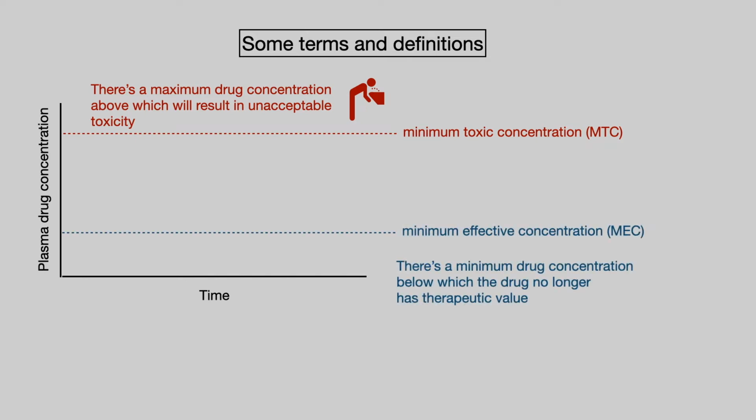There is also a drug concentration below which you do not want to go. If the drug goes below that concentration, then it starts to rapidly lose any therapeutic effect. That concentration is known as the minimum effective concentration, or MEC. Between the MEC and the MTC, there is the therapeutic window. You want to hold your steady state concentration somewhere within that therapeutic window.